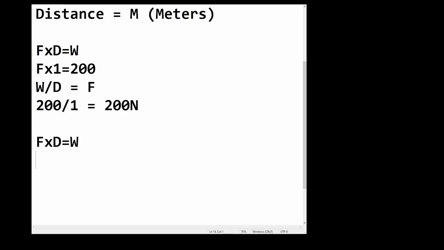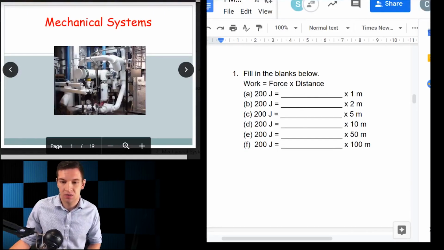Now, how can we double check that? If we plug in what our answer was to our original equation, force times distance equals work, we can go: force is 200 because that's what we got, times distance, which is 1 meter, equals work, and the work will equal 200 joules. So the method for figuring this out is to do what I just did here and then double check your answer to see if it works, because if you have all the variables, you're going to see if it works, right? So do that, please.